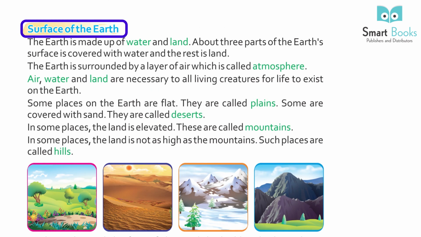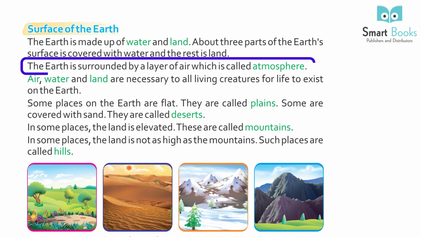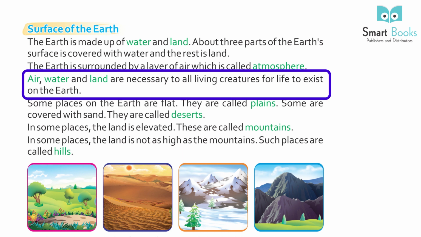Surface of the Earth. The Earth is made up of water and land. About three parts of the Earth's surface is covered with water and the rest is land. The Earth is surrounded by a layer of air which is called atmosphere. Air, water and land are necessary for all living creatures for life to exist on the Earth.